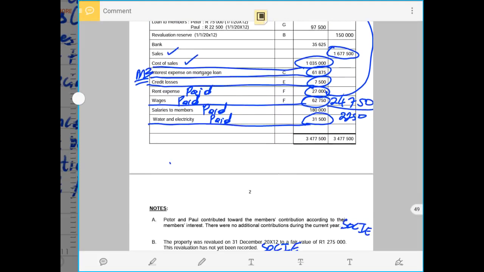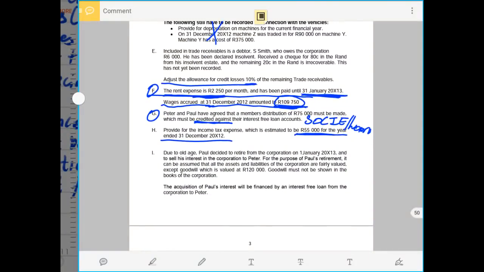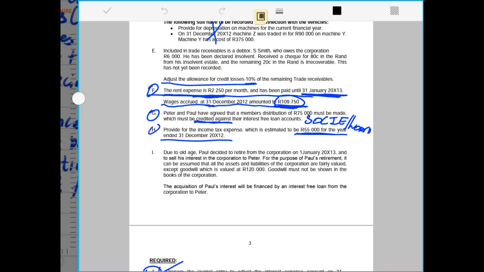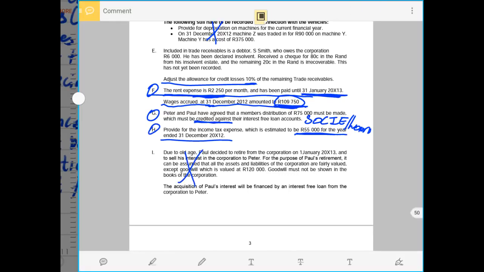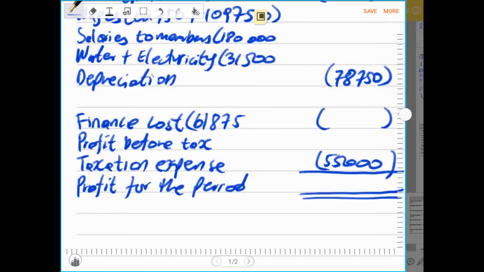The next adjustment is adjustment number H. Okay, we have done that one. Number I, due to old, that one is not important as of yet. I won't do it. So now we have covered all the adjustments. Then we can just totalize all the amounts in the income statement.